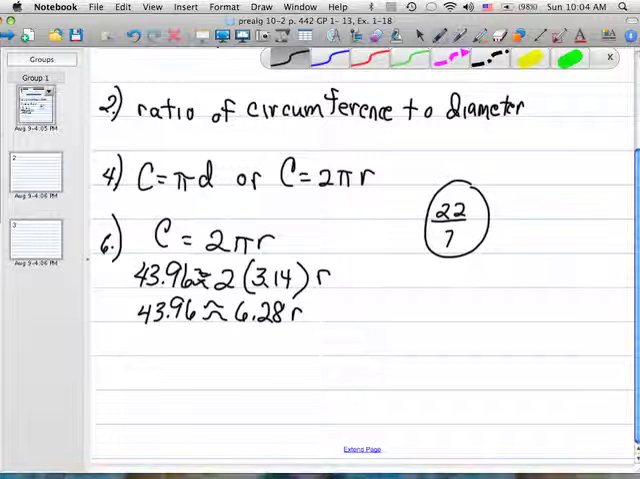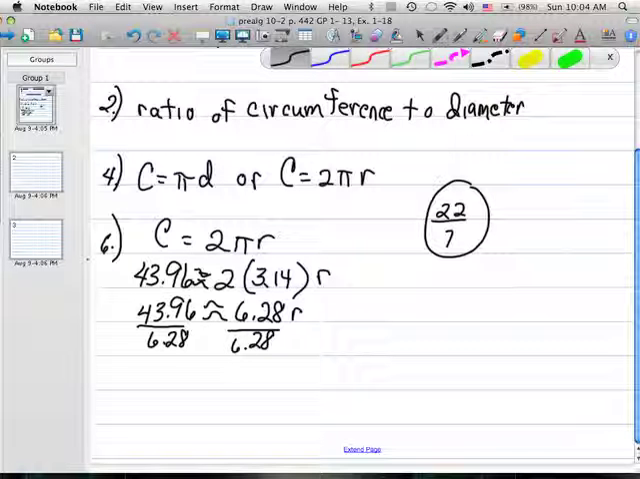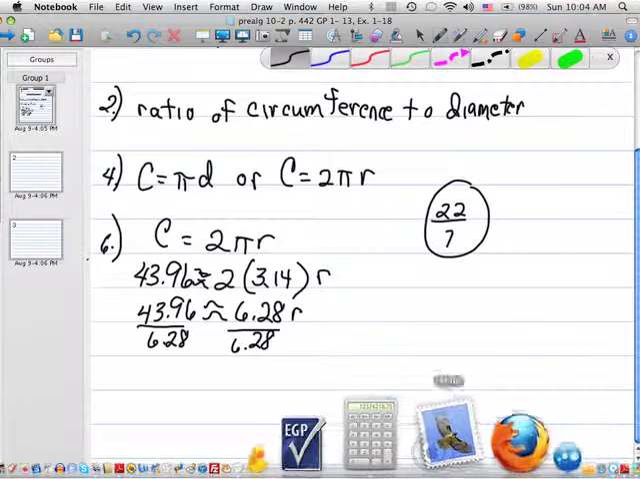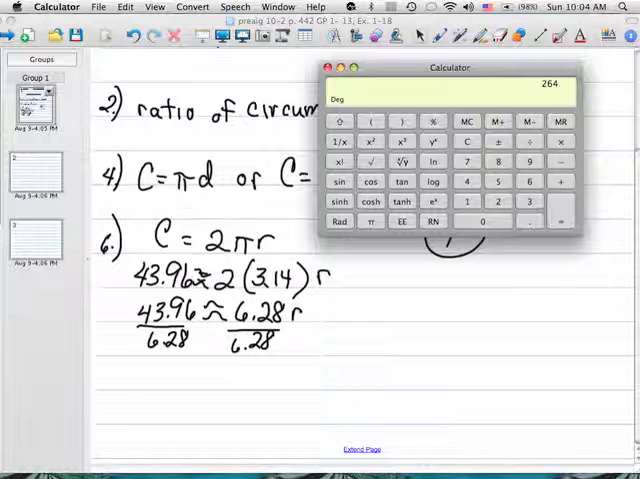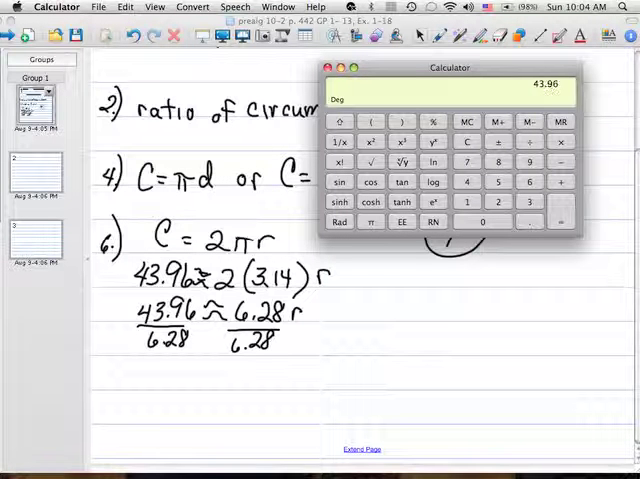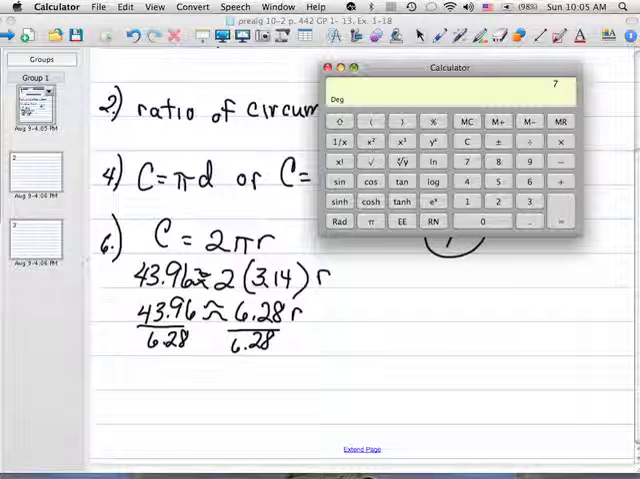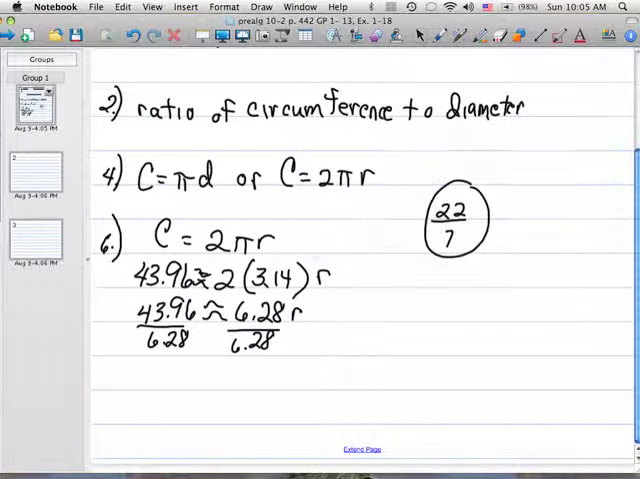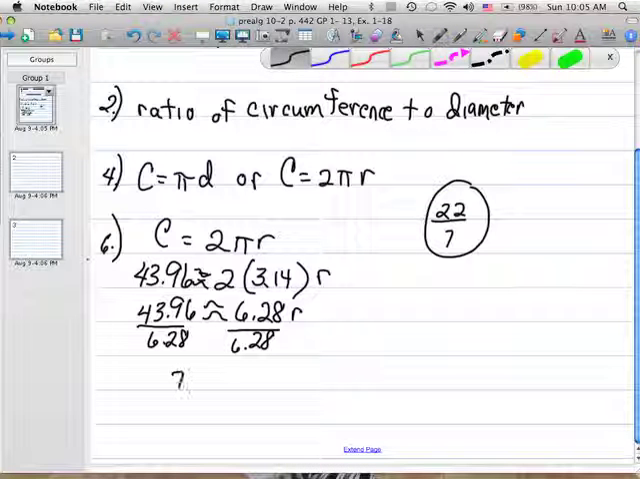And then we solve for r by dividing both sides by 6.28. And then on our calculator, if we take 43.96 and divide it by 6.28, we get 7. So our radius is 7, approximately.